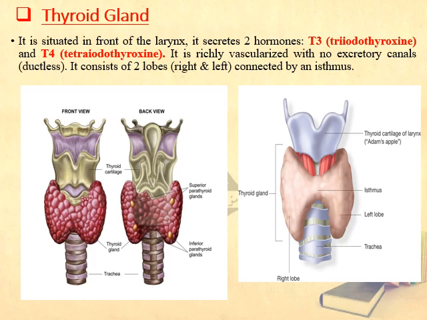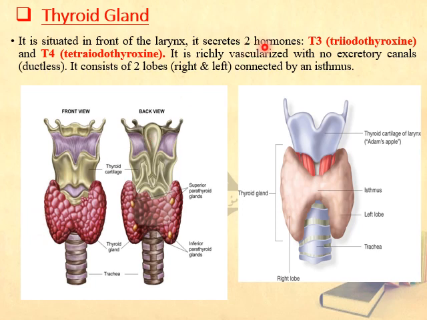Today, we are going to talk in detail about the thyroid gland. At the beginning, let us see where it is found in our body, where it is located, where it is situated. The thyroid gland is situated in front of the larynx. So, you know, we have the mouth, the pharynx, and the larynx, where the epiglottis is found, and the vocal cords. The thyroid gland is located in front of the larynx.